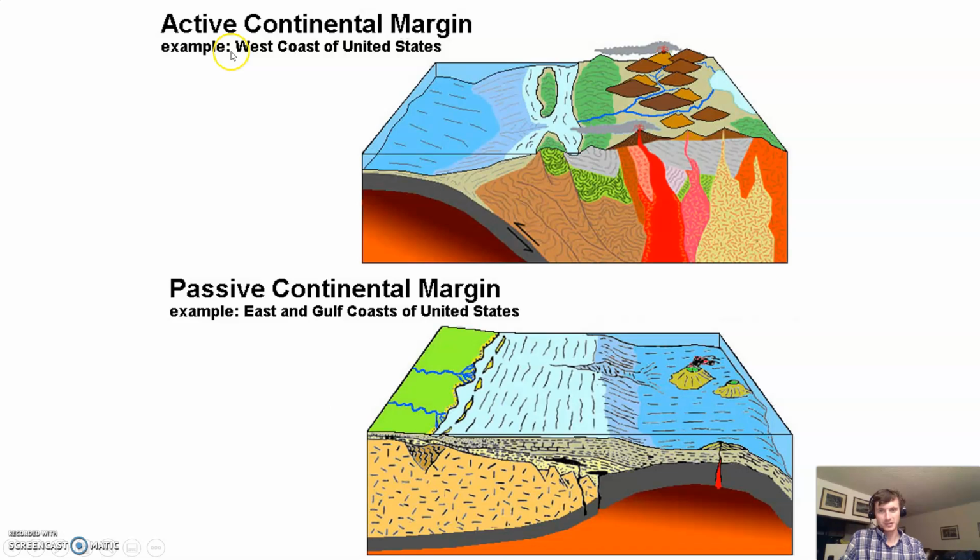So active margin, lots going on. Passive margin, not so much going on. West Coast, active margin, lots of stuff: earthquakes, volcanoes, mountains. Passive margin, East Coast, Gulf Coast, a lot less going on with these.